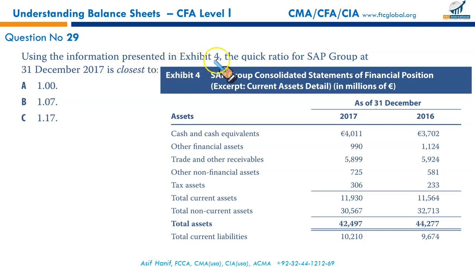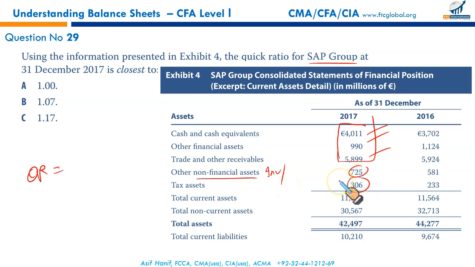Using the information presented in Exhibit 4, given to the right of the screen, the quick ratio for the SAP Group. Quick ratio takes in cash, financial assets, trade receivables. Cash and cash equivalents, yes. Other financial assets, yes, this one also. When it says non-financial assets, definitely they are talking about inventories and prepayments. They must be excluded. Tax assets also are irrelevant and not likely to be considered as current assets.